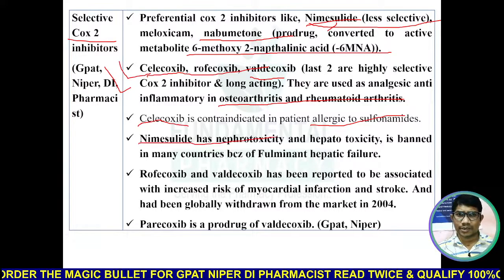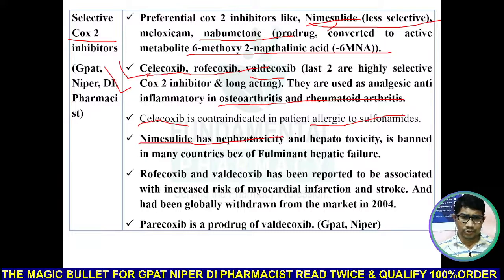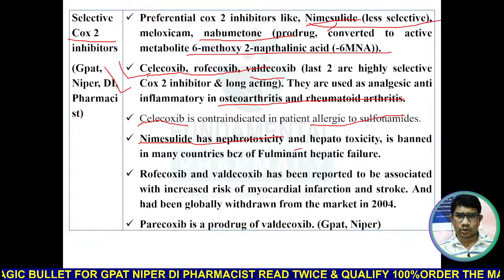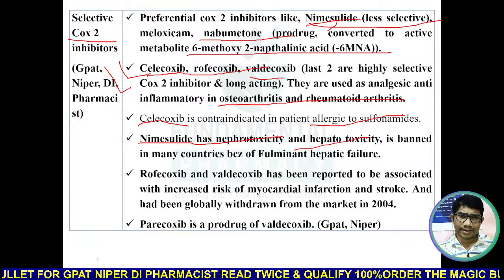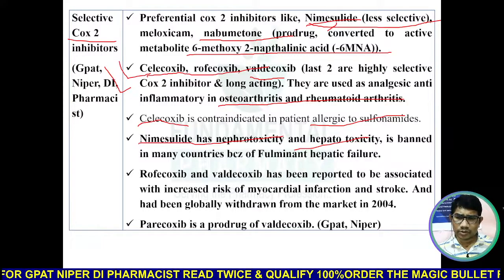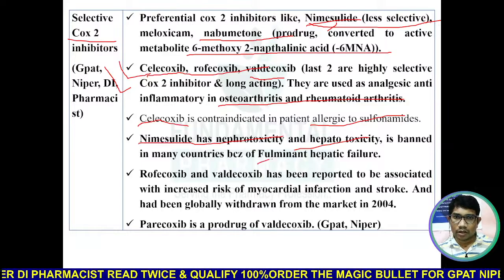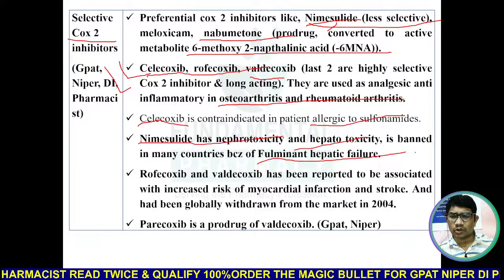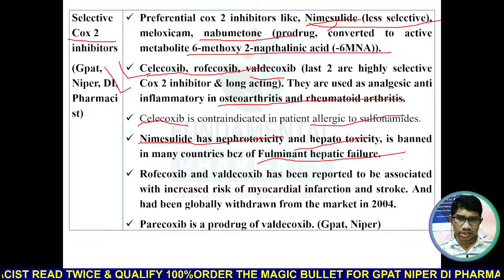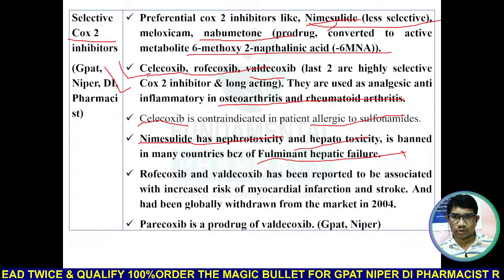Then nimesulide का adverse effect क्या है? Nimesulide is nephrotoxic and hepatotoxic. It is banned in many countries because of its adverse effect known as fulminant hepatic failure or fulminant hepatotoxicity. It is no more used in children also.